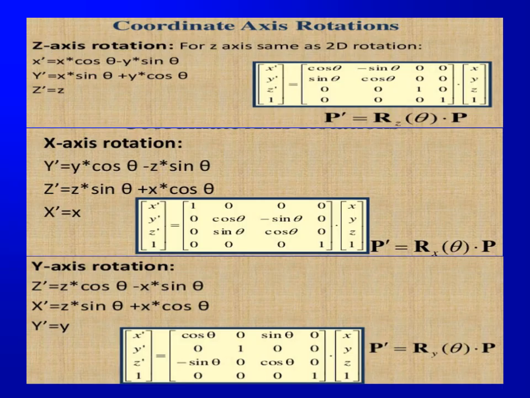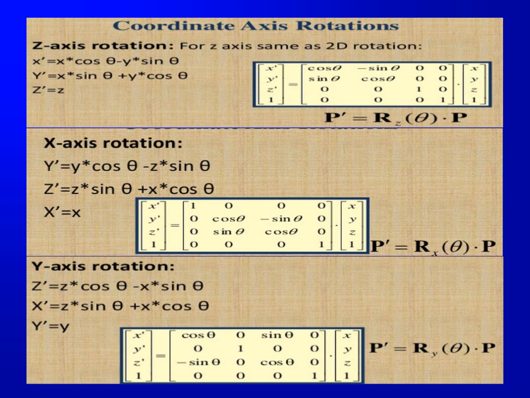Next. Okay, so in this slide we are seeing the coordinate axes of the rotation. So we have 3 axis rotations, that is x-axis rotation, z-axis rotation and y-axis rotation.